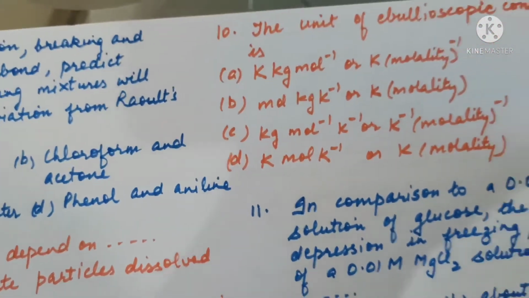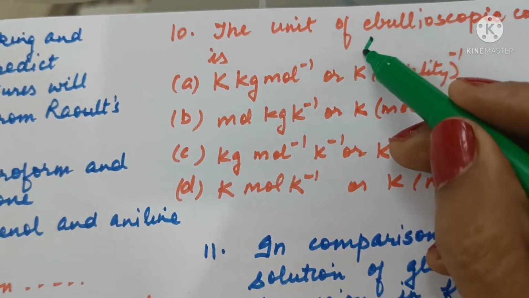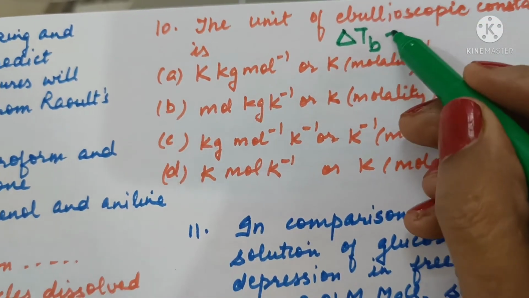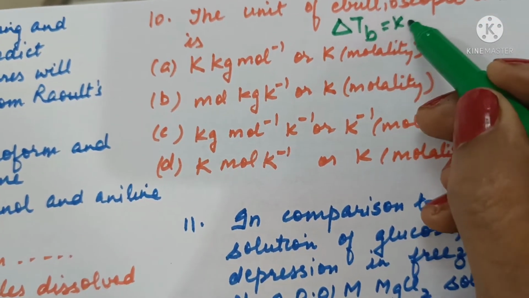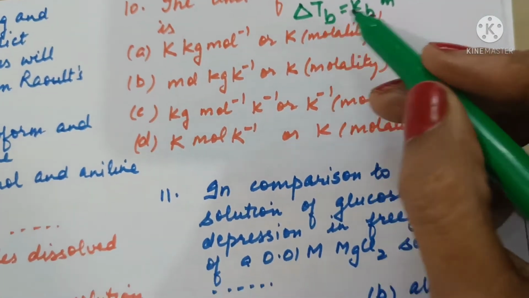The unit of ebullioscopic constant is, again, let's write the formula for elevation in boiling point. Delta TB is equal to Kb into m. So Kb will be delta TB upon m.